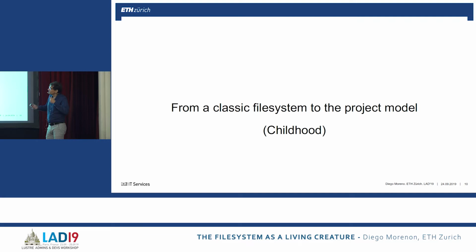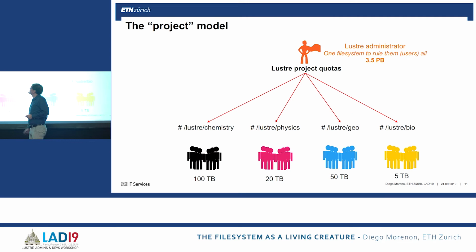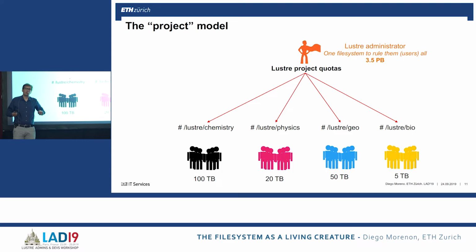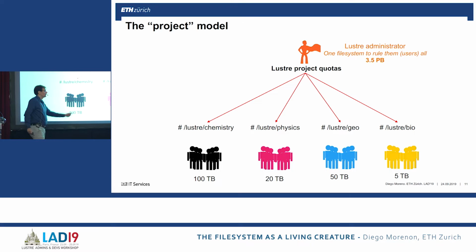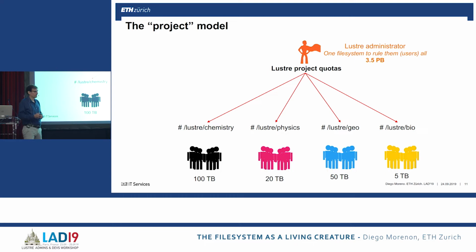At the beginning, we set up our file system a year and a half ago. It was a very basic file system, which you can see as childhood. On this particular slide, I want you to see the top superhero there with the cape. This is you and me, the Lustre admins, developers. Our business model, or our support model, for the research community is that we are selling terabytes of storage, we are selling capacity, and we can do this thanks to the project quotas, because there is a group of 10 users, a group of 50 users, a group of 5 users. They buy terabytes of data, and we can do this thanks to Lustre and project quotas.